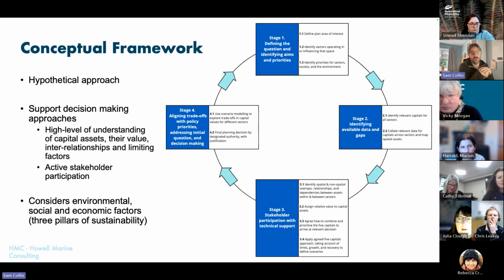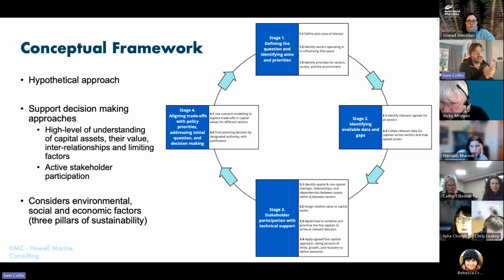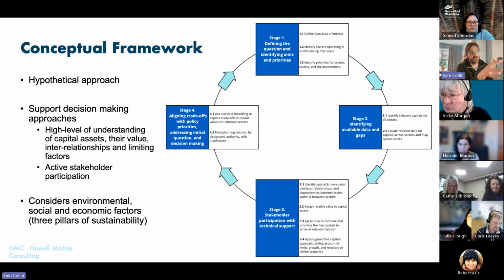The first stage was defining the question and identifying the aims and priorities. So this is really where you define your area of interest, you define the question you want to ask, you identify key sectors that you want to incorporate into the process, and you identify priorities for the sector, society, and the environment. And then using that sets the focus of what you want to do in the second stage, which is develop your asset register. So you're identifying the relevant capitals for each of the sectors, and you're collecting data and evidence to inform that asset register. And that then establishes a core database that everyone involved from now on is referring to.